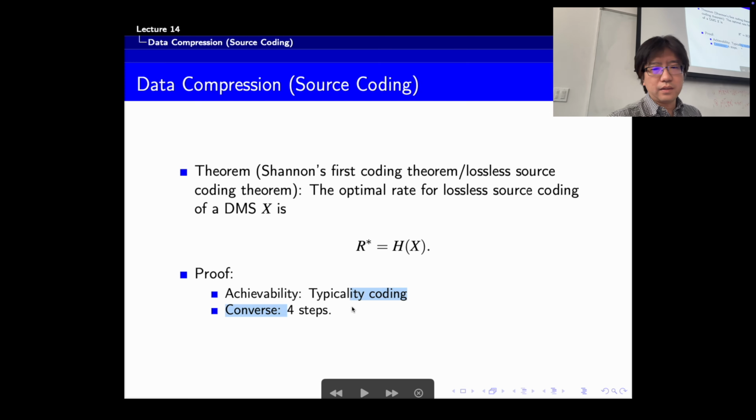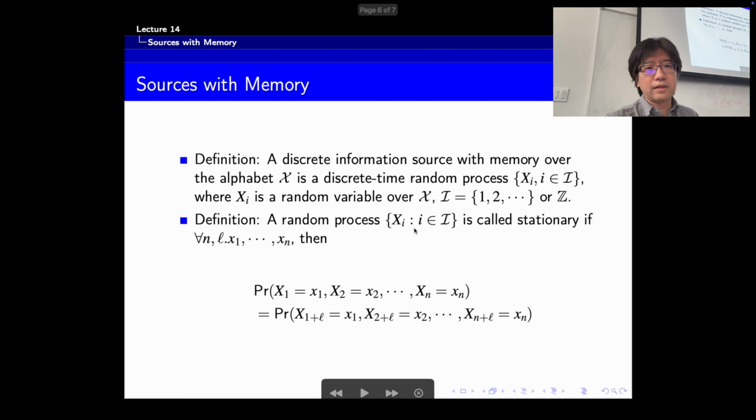And then we introduced the source with memory, right? Because in practice, our sources are not memoryless. Obviously, the symbols have some dependence between them. For example, if we have an image, the neighboring pixels should be dependent for sure. So we need to study this kind of thing.